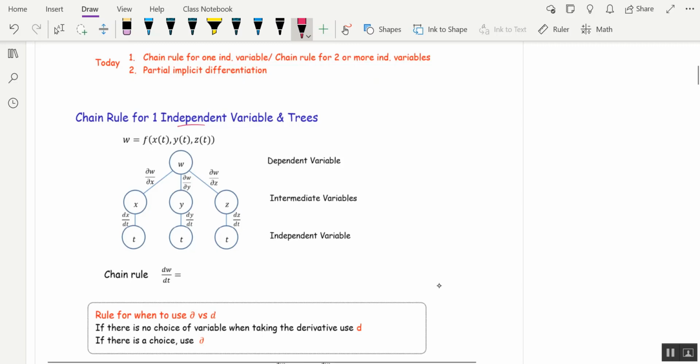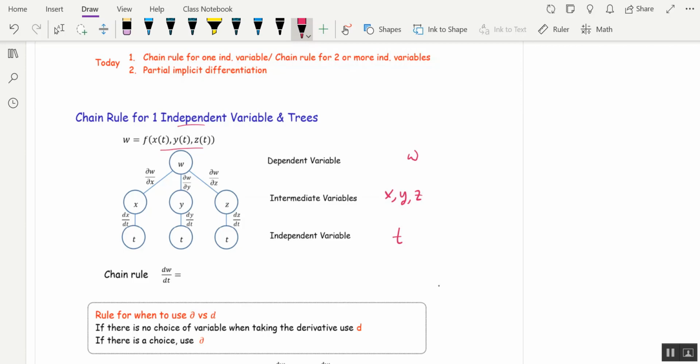Here's a typical setup. We've got W, which is the dependent variable up at the top here. And W, we can see, is a function of X, Y, and Z. Those are the intermediate variables. X, Y, and Z, in turn, are functions of T. So T is the independent variable. And you can use a tree like this to help you write down the chain rule for your specific problem.